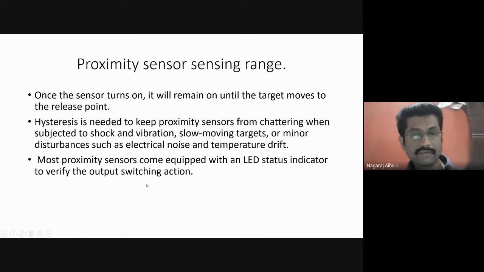Proximity sensors come equipped with an LED status indicator. There is an indicator on the proximity sensor which shows the presence or absence of the object. If the object is present, the LED will be on, and if it is not, the LED will be off.